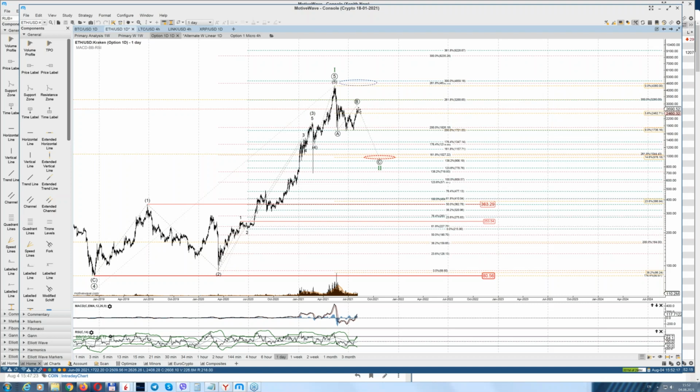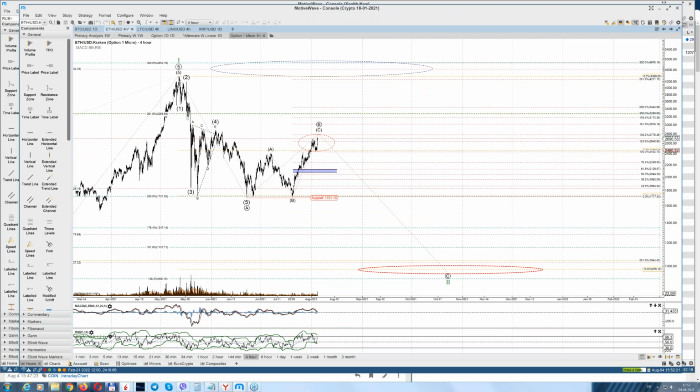So near-term resistance at 2778 or the next resistance at 3280. One of these regions is supposed to send the crypto pair back down towards the 1000 area. This is my take on Ethereum.